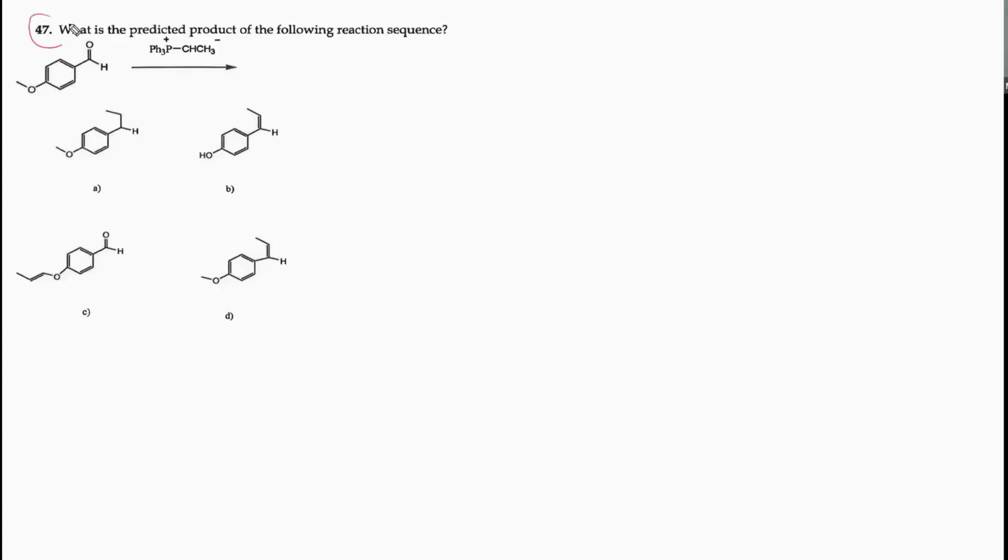So what is the predicted product in the following reaction? Now, one thing I want somebody to answer is, what is the name of this reaction? So you have an aldehyde, and you have a phosphonium salt. And this is what you call the ylide, not yield, okay? Y-L-I-D-E. This is what you call an ylide.